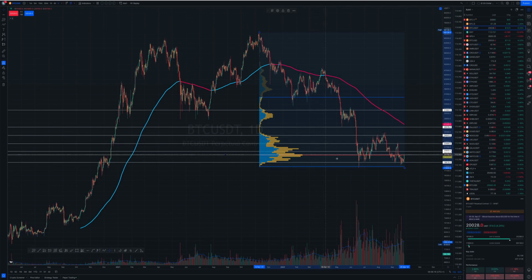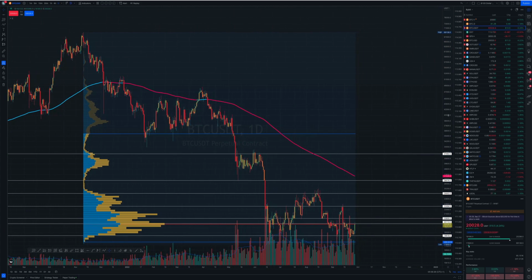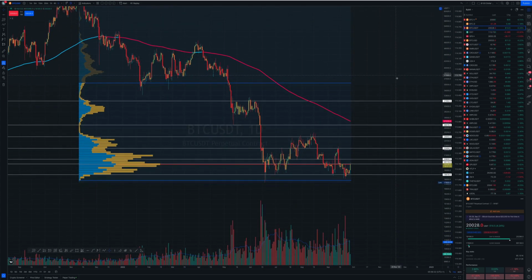Apologies. You can see this red bar, the point of control here. You can see, sorry, we're at the bottom of this range. I'm trying to make it a bit easier to see. Right, there you go. So you can see I've actually drawn a white horizontal line on this point of control.